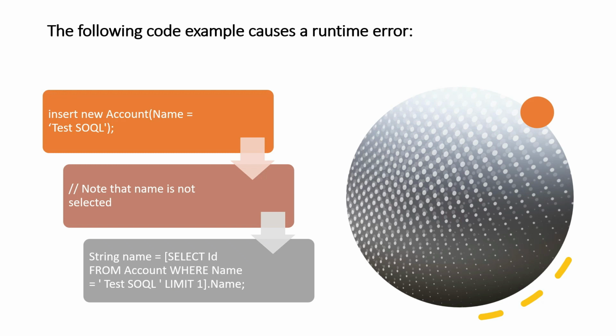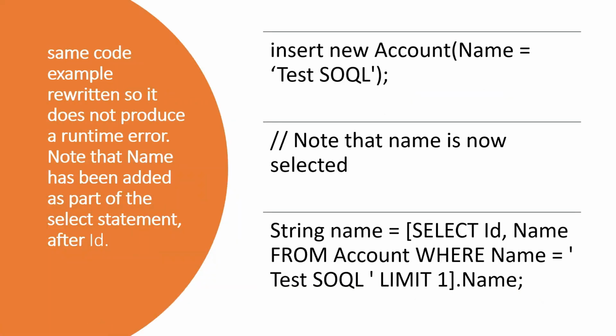So let's understand the first statement. We are inserting a new account whose name is test SOQL. The next statement is we are querying ID from account where name equals test SOQL, and we are limiting it to 1. And with the dot operator, we are referring the field name and storing it into a string, because the data type of field name is string. But we will land up in a runtime error, because in the query we are not referring the field name. So how can we correct this? Let's understand.